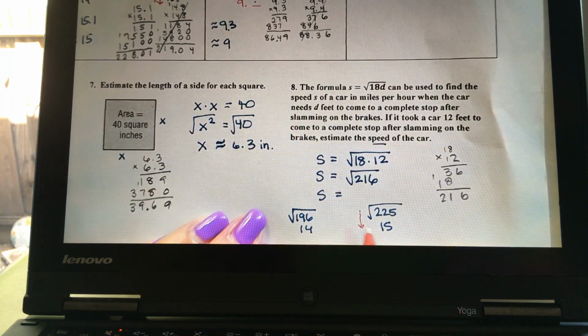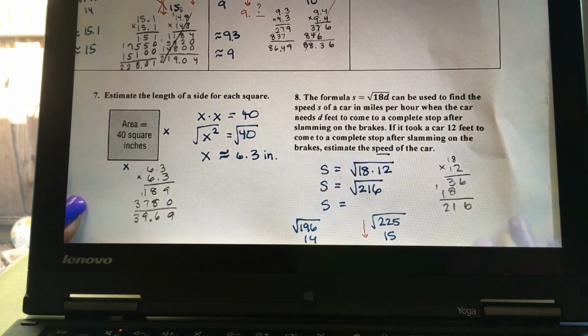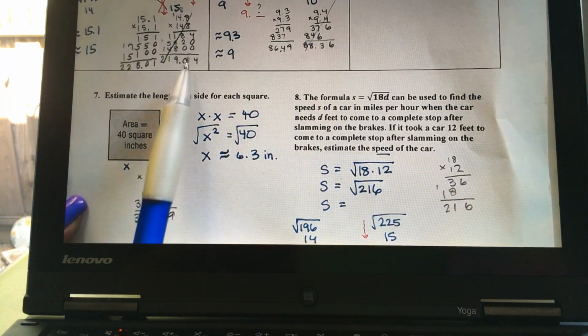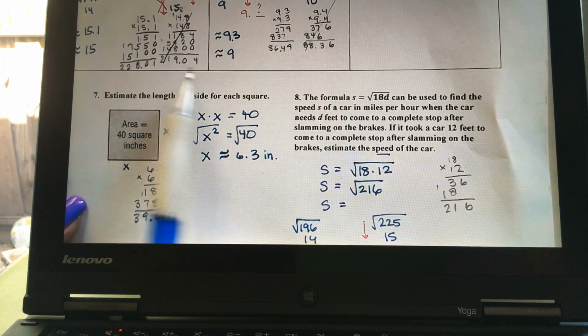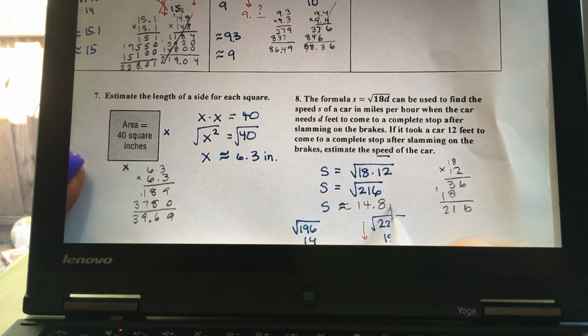It's above 0.5, so I think I'm going to try maybe 14.8. And actually, you know what, you guys? Take a look at this. Thank goodness I didn't erase my scratch work for errors that I did. Up in example number 4, remember when we tried 14.8, that gave us 219.04. That's actually pretty darn close. I'm going to go ahead and use that as my approximation for the answer, about 14.8. And again, we're talking about the speed. So that's in miles per hour.